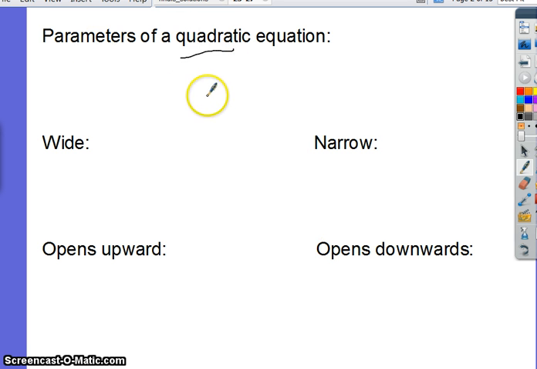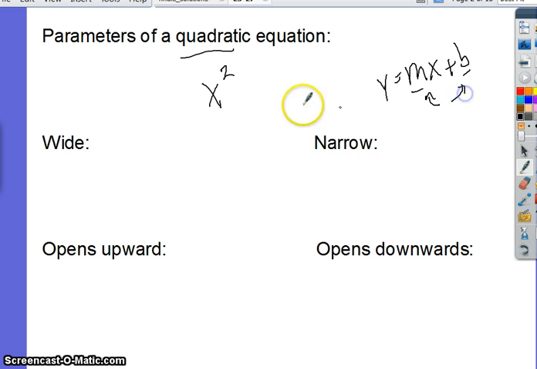Well, first of all, a quadratic has an x squared in it, so this thing is going to have an x squared in it. And then a parameter, remember mx plus b being the equation of a line? Well, the two parameters there were m and b. Parameters are spots in an equation or form that mean particular things. So m is a parameter, and I could replace it with the number 3, 3x plus 2, and b was a parameter. So quadratic equations have parameters too, and here they are.